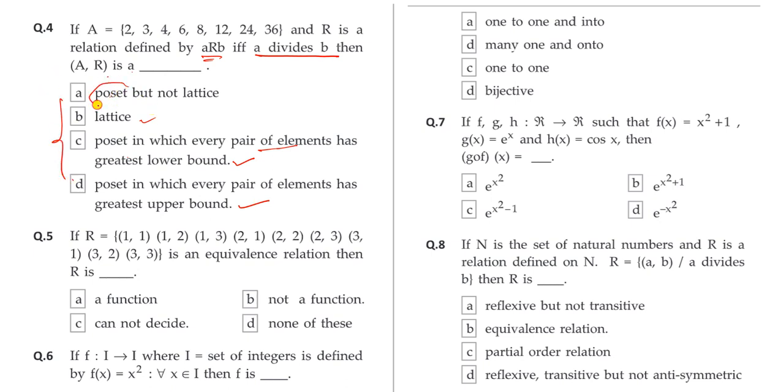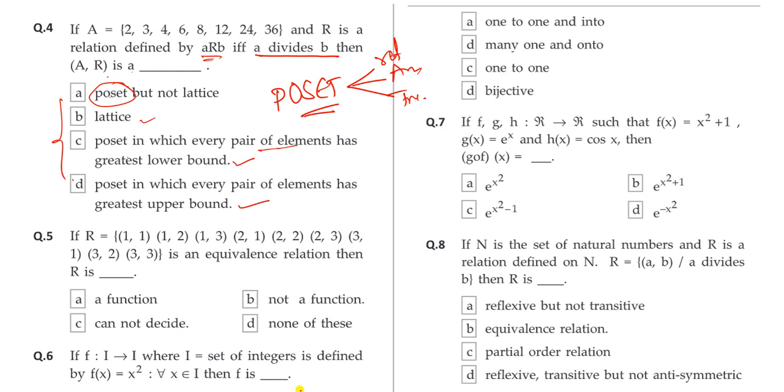You know this poset, right? Partially ordered set. If it is a poset, then we can draw the Hasse diagram. So what is the condition for a poset? It should be reflexive, it should be antisymmetric, and it should be transitive. Now we have to check A equal to {2, 3, 4, 6, 8, 12, 24, 36}.